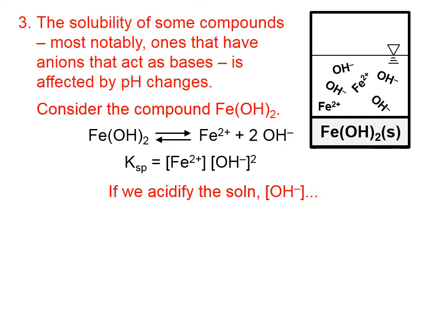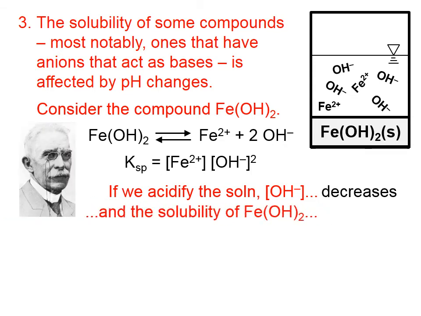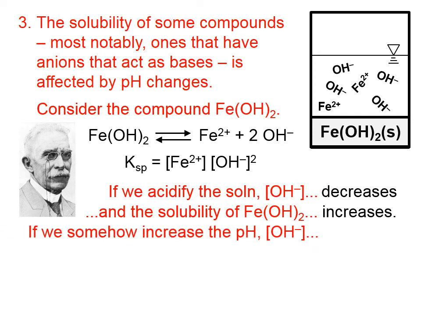If we acidify the solution, in other words, if we dump some hydrogen ion in, won't the hydrogen ion react with the free hydroxide, causing the concentration of that hydroxide to decrease? And Le Chatelier would say, if the hydroxide ion concentration decreases, we should shift to the right in this equation, and if we shift to the right, then more of the iron 2 hydroxide solid will be dissolving out.